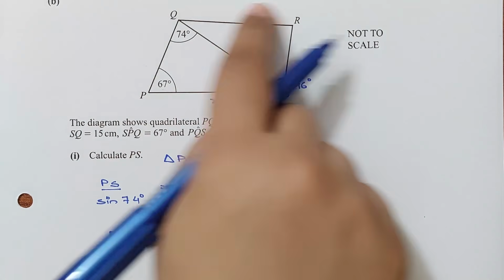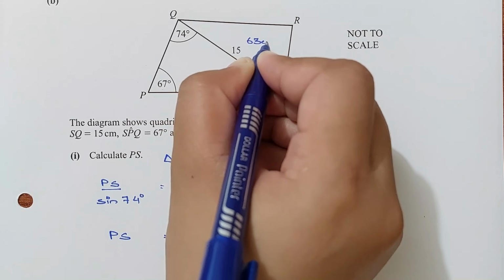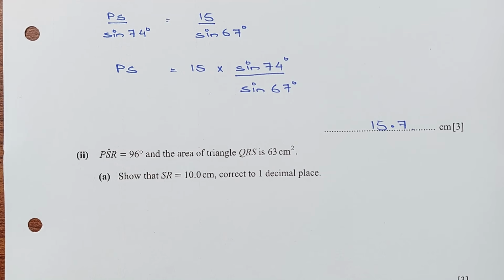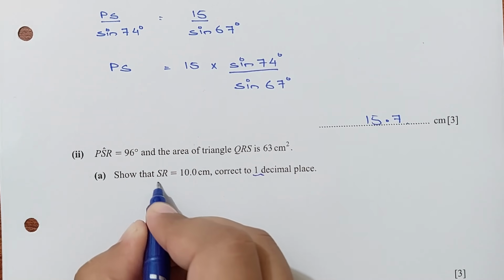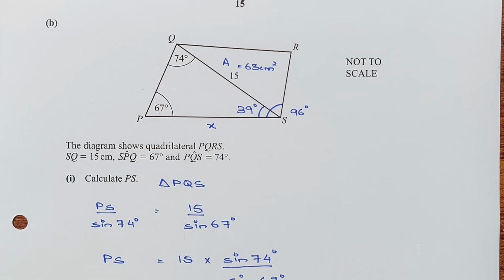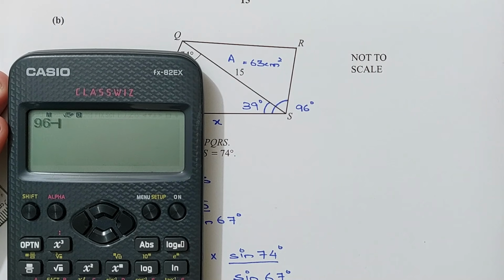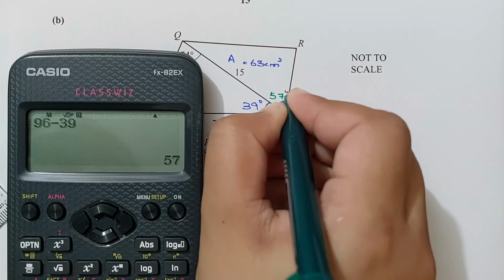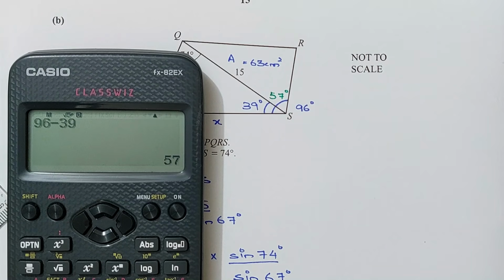QRS. The area of this triangle is 63 centimeter square. Part A, show that SR is 10 centimeter correct to 1 decimal place. Okay, where is SR? This length we have to solve. So we have been given the area, right? So we have the angle 96 minus 39, 57. This angle is 57 degrees. This side is 15 centimeter and the area of the triangle is 63 centimeter square.